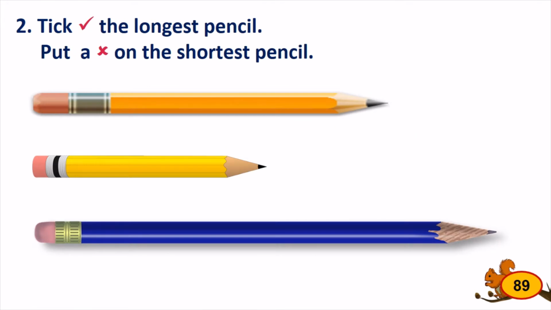Pick the longest pencil and put a cross on the shortest pencil. Now we have learned about long and short concept also. Now here on the screen you can see three pencils. Now we have to tick the longest pencil. Which pencil is longest? Yes, the pencil which is in blue color is the longest. So you will tick like this on the blue pencil.